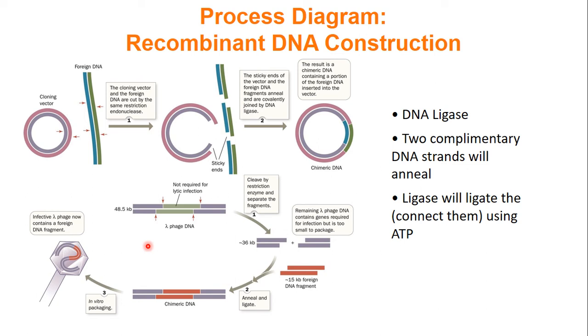And it's the same idea with bacteria. We have our phage DNA. We cut out a part of that DNA that is not required to infect the bacteria, because we need it to infect bacteria, so we don't want to mess with that portion of the DNA. But other than that, it's the same. Restriction enzymes, ligase, put that into a virus, and you're ready to go to infect your bacteria.